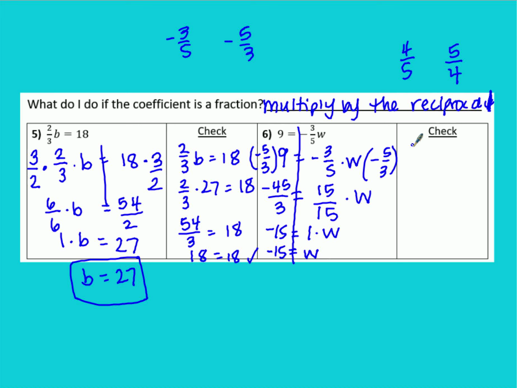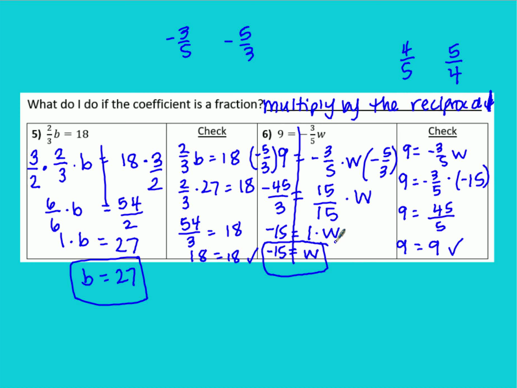So if we go ahead and check our work then, 9 equals negative 3/5 w. So 9 should equal negative 3/5 times negative 15 is what we got for w here. 9 equals negative 3 times negative 15 is 45 over 5. 9 equals 45 divided by 5 is 9, so that's true. And negative 15 equals w is the correct answer there.